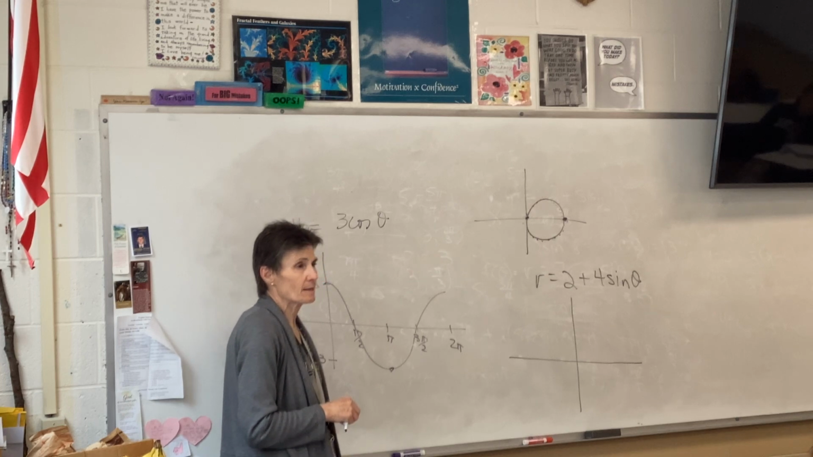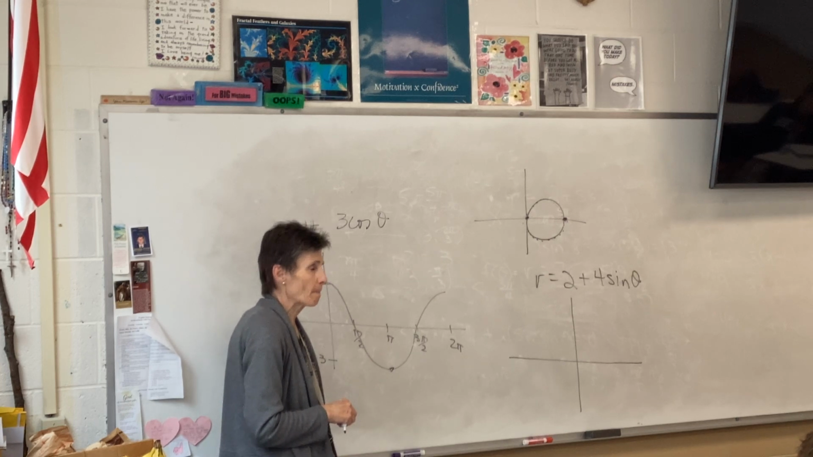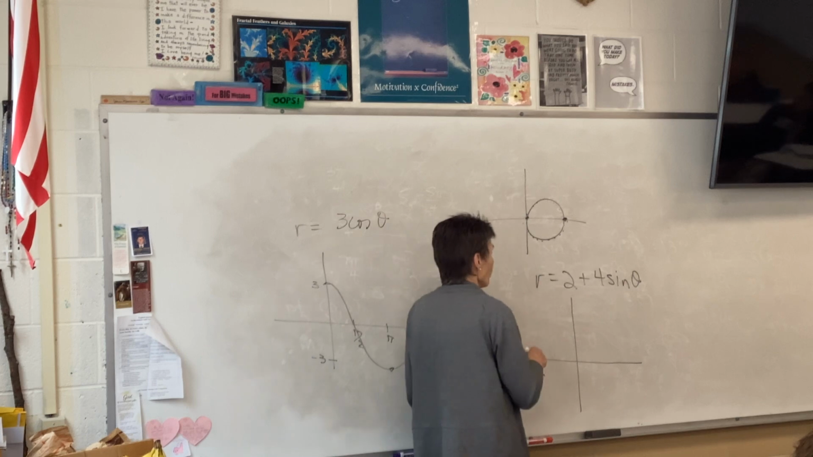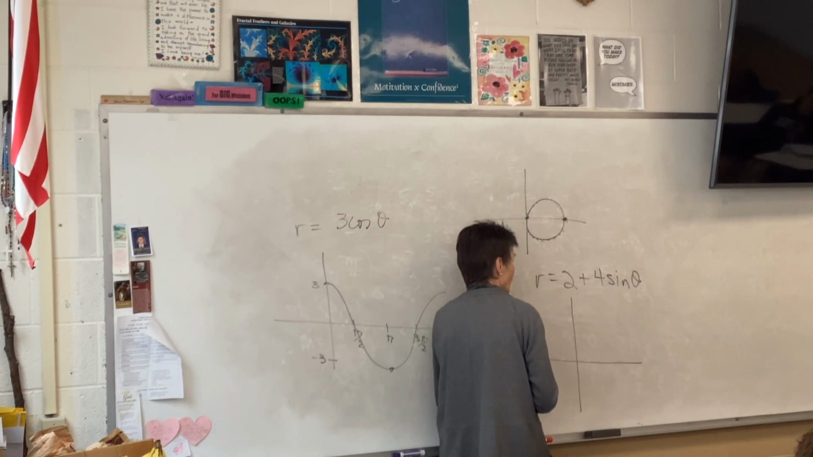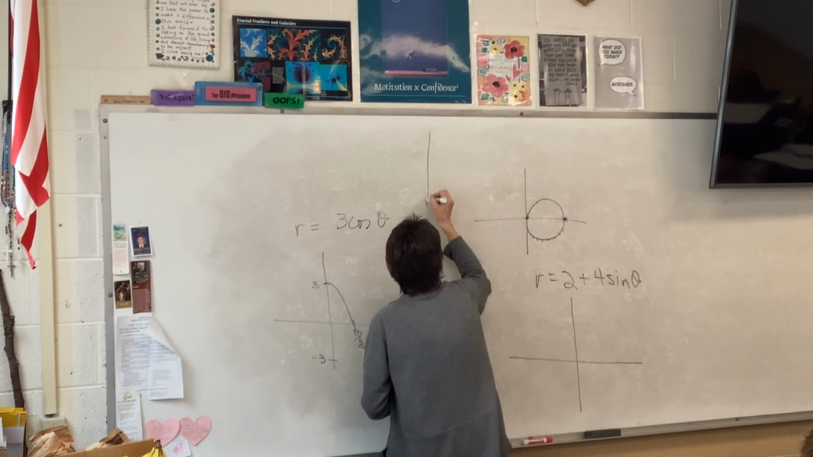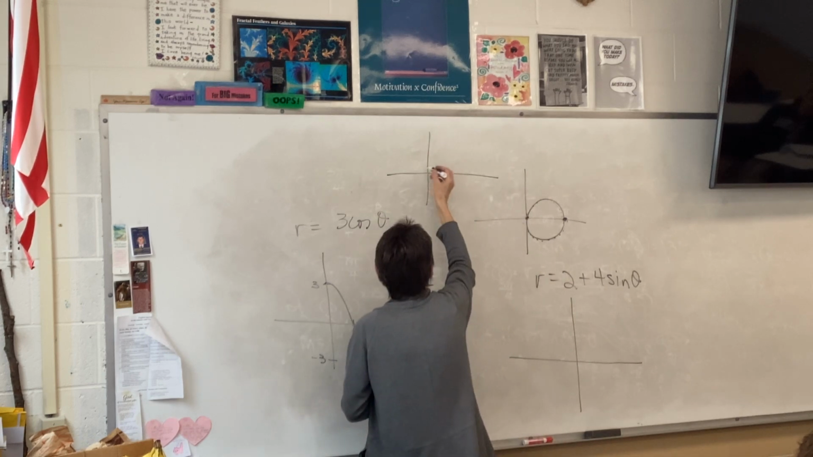That one is, say, a limaçon. Let's plot a few points. What happens if we put in 0? What do we get if we put in 0? Actually, let's go ahead and graph it this way.